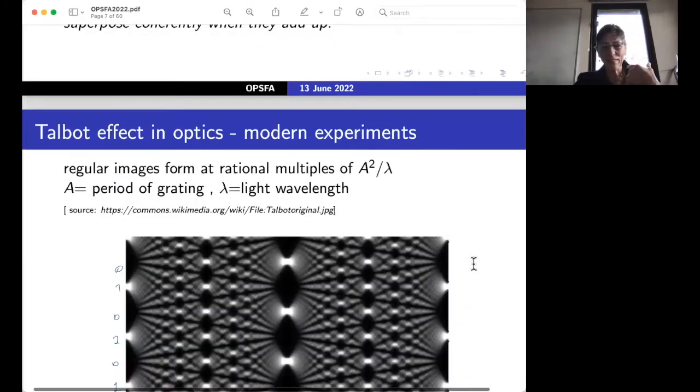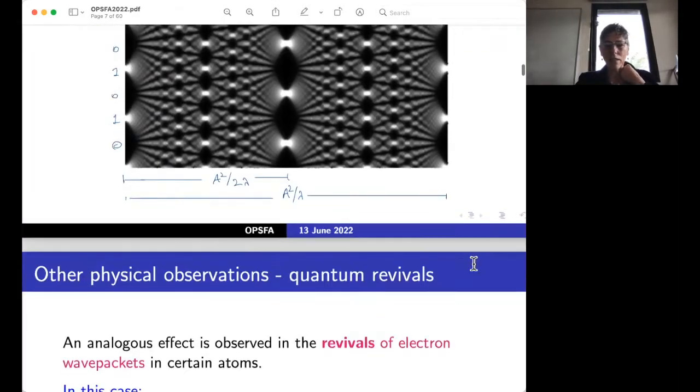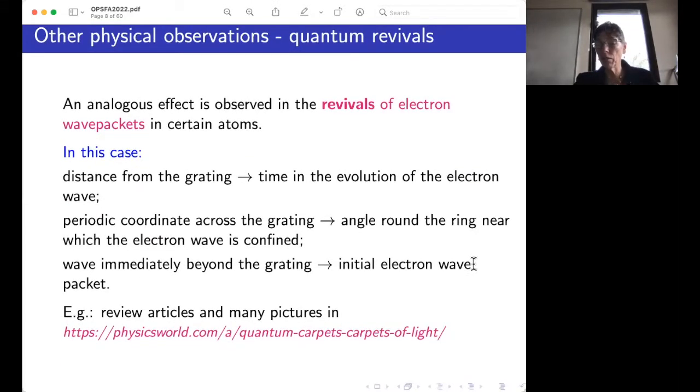First of all, let me say this has been observed in optics in many other experiments now, and also in quantum mechanics, in the revivals of electron wave packets. That's actually where the name revivals was first used. So there are other physical observations, of course. Wherever it is the Schrodinger equation or a dispersive linear equation of that type that models the phenomenon, you expect to see this. In this case the parameters are slightly different, but you still see this effect.